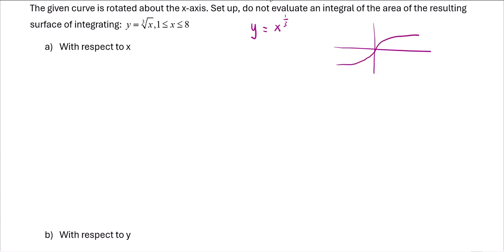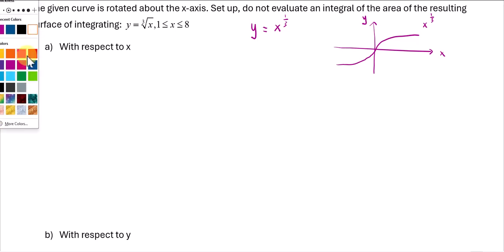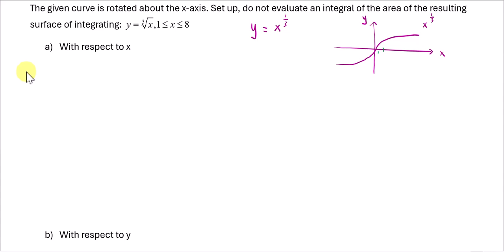Something like that. So this is x to the 1 over 3, and this is the y, and this is the input, the x. And we are only restricting the x value from 1 to 8. So maybe 1 is around here, and then 8 is here. So we are only focusing on this interval 1 to 8.